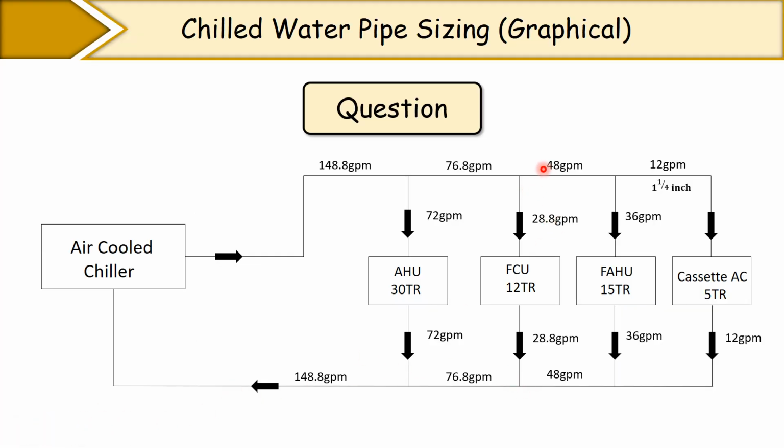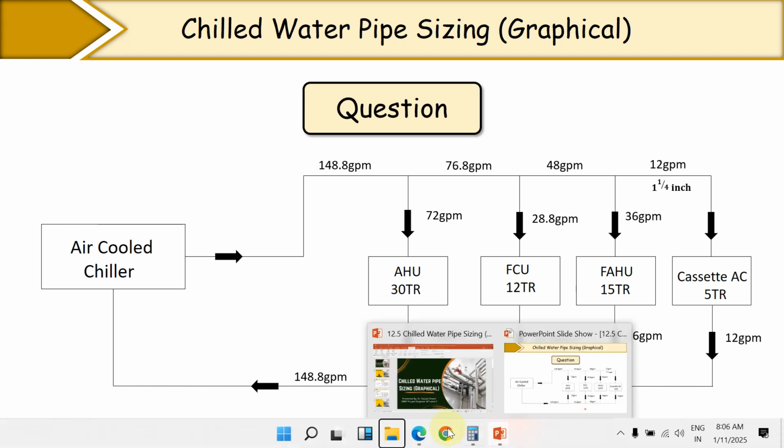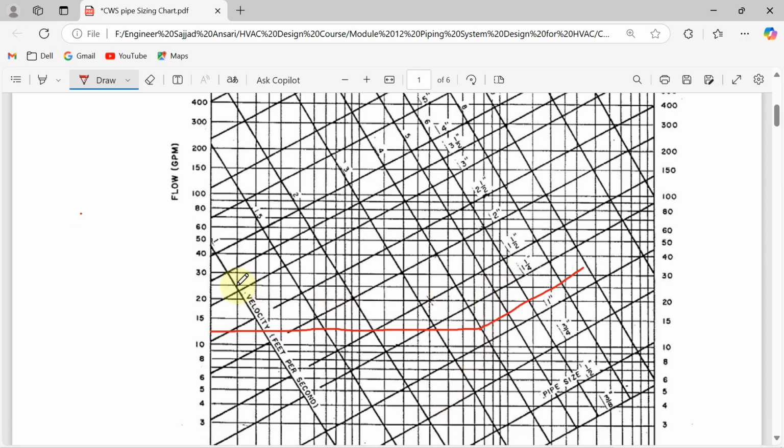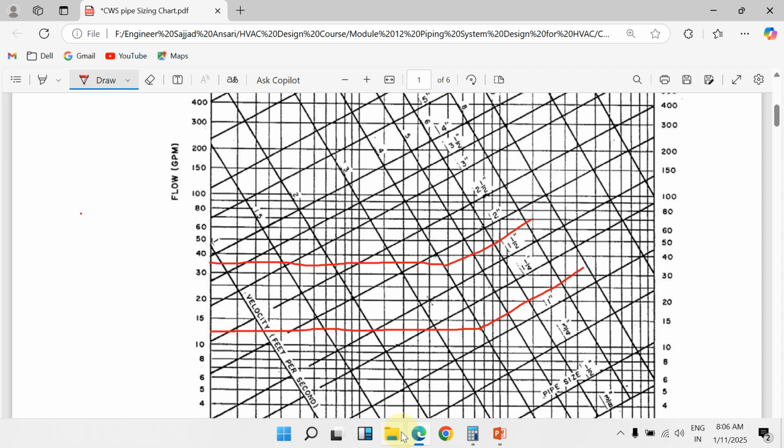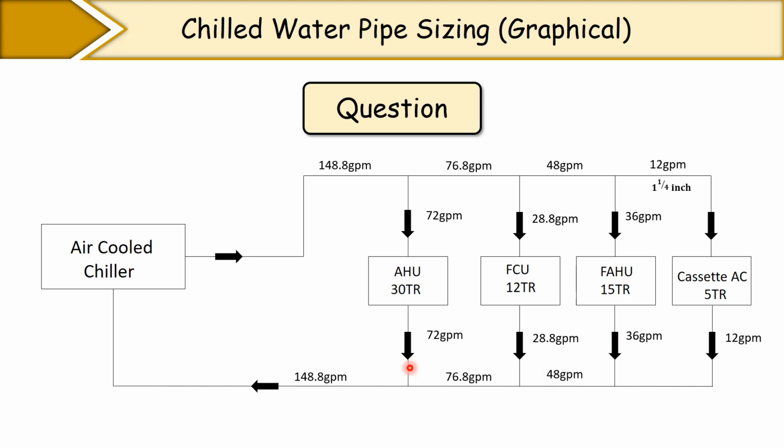Same way, next is 48 GPM or 36 GPM. For 36 GPM, if you want to see, same here you have to open it, and where is 36 GPM? Between 40 to 30. So draw one horizontal, straight line. Okay, it will intersect the velocity line, 4 fps, this one. So see, the value is coming between 1 1/2 inch and 2 inch. So you have to go for 2 inch size, correct? So in this way, generally you have to do the pipe sizing. So you can see here I have written 2 inch.